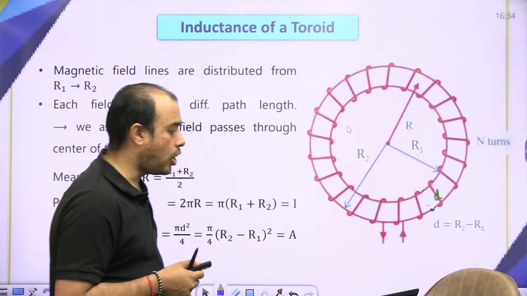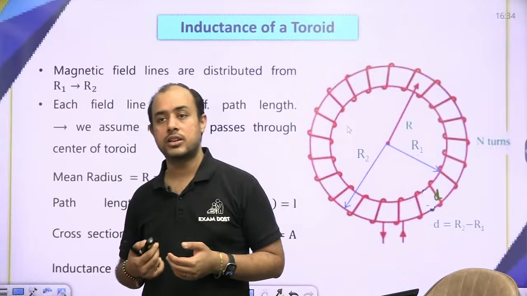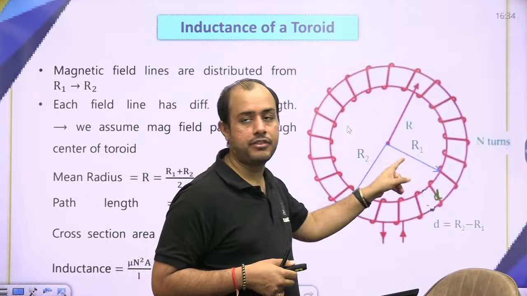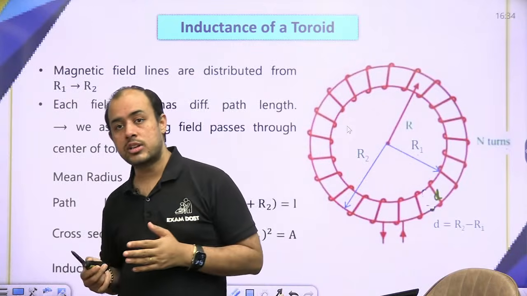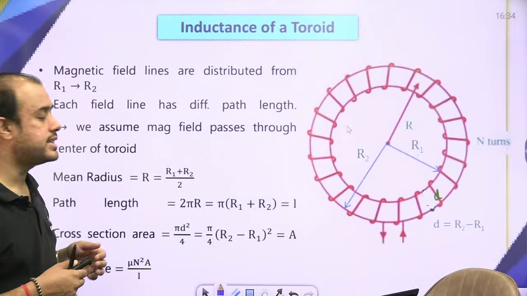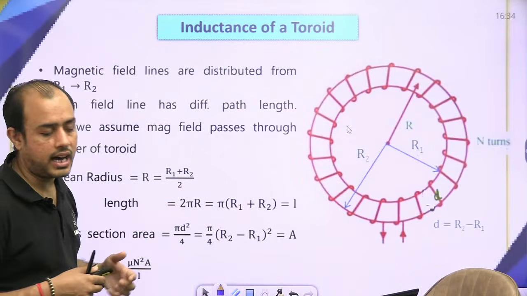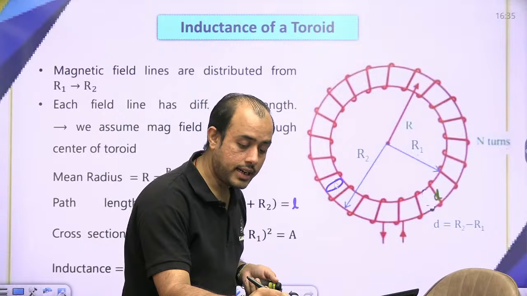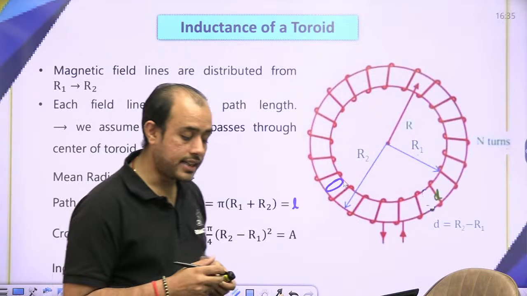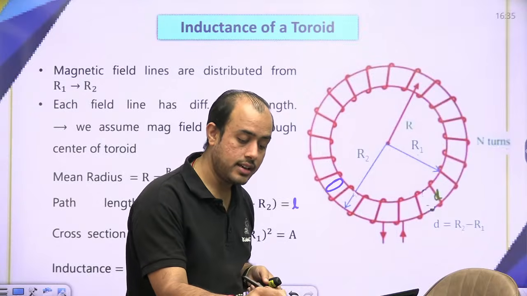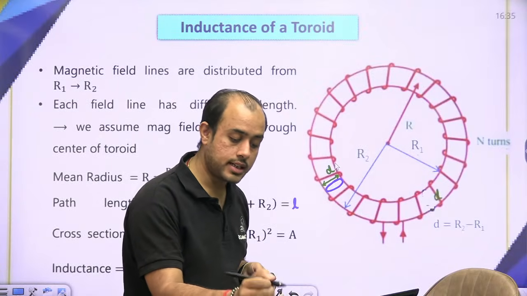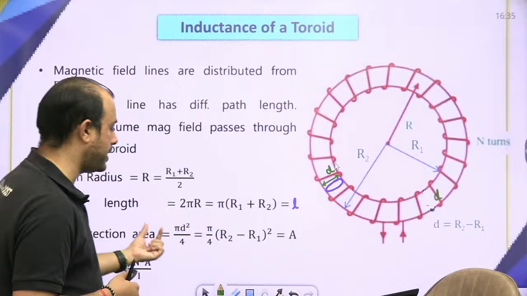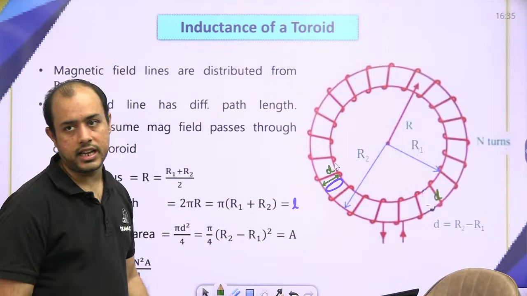Now a toroid is nothing but a circular solenoid. So I told you we take the mean radius. Mean radius is (R1 + R2)/2, the average of inner and outer radius. So the length is taken as the circumference, π(R1 + R2). Now I told you in the previous session that the cross section is a circle. The diameter of this circle is R2 minus R1. So the area is πd² by 4, which is π/4 (R2 − R1)².